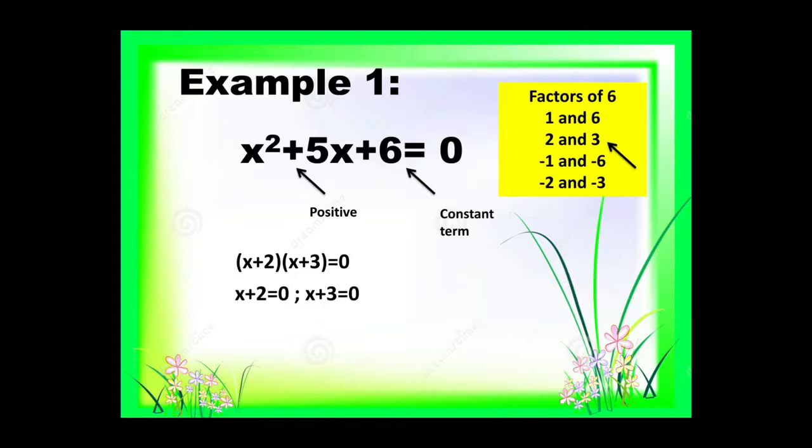So we will be having x plus 2 is equal to 0, and the other one is x plus 3 is equal to 0. We are going to transpose positive 2 and positive 3 on the other side. So we will be having x is equal to 0 minus 2, and the other one is x is equal to 0 minus 3. So we have x is equal to negative 2 and negative 3. The roots of x squared plus 5x plus 6 is equal to 0 are negative 2 and negative 3.